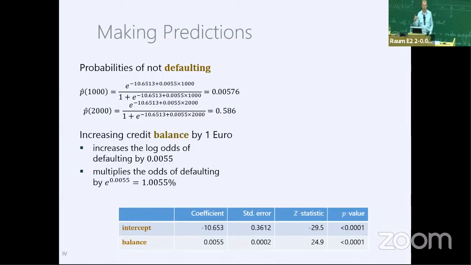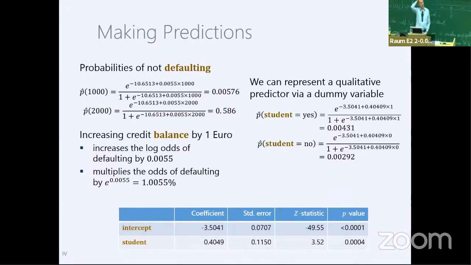So effectively, if I increase the credit balance by €1, what do we get? We have this 1,000 becomes 1,001. Hence, we have 0.005 in addition in the log odds. Essentially you can directly interpret the coefficient, in this case for balance, as the increase in log odds. And then plugging in e to the power 0.0005 gives you the multiplicative change in the odds. Okay, that is relatively straightforward, I would say.